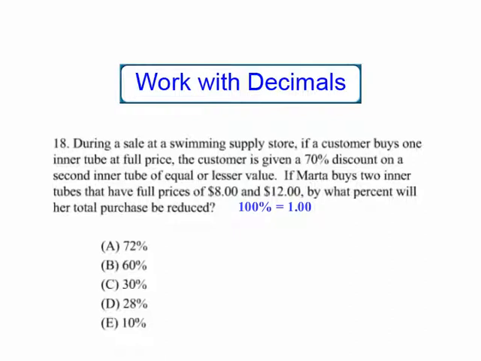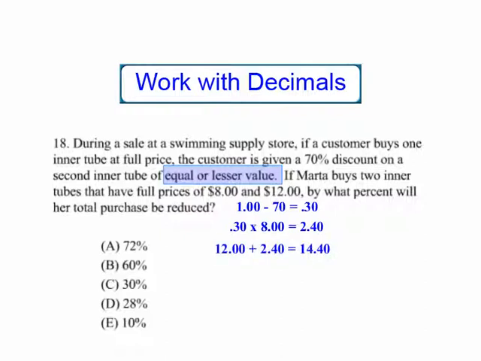So if we've got a 70% discount on the second tube, heck of a discount, you're only going to be paying 0.30 for that tube. She will have to pay $12 for the first one, because remember, the 70% discount is on the second tube of equal or lesser value. So she's going to be paying 30% of the $8 tube. Well, 0.3 times $8 is $2.40.